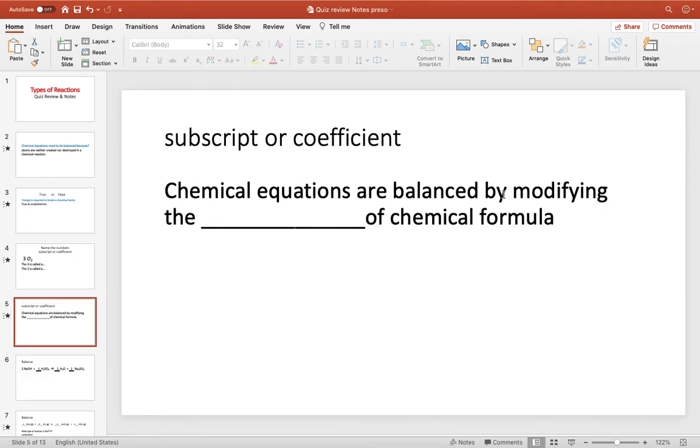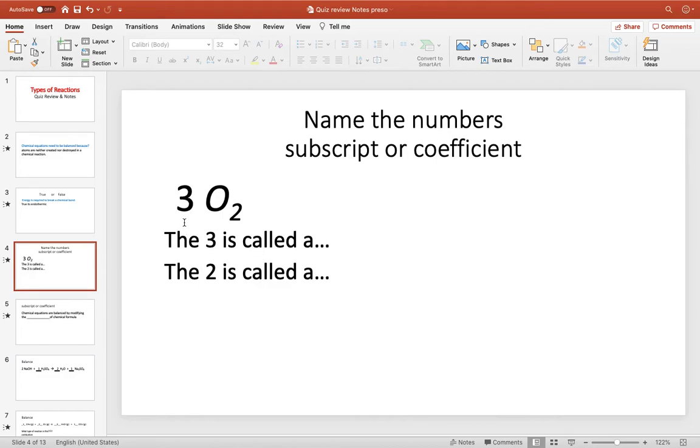Chemical equations are balanced by modifying the what? The subscript or the coefficient? It's the coefficient of the chemical formula, the big number. 3, the big number is called the coefficient. The little number that's down is called the subscript.